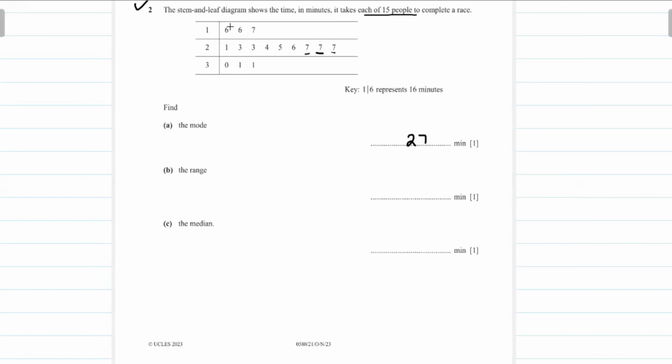Range is the difference between the maximum and minimum value. Therefore, we write the maximum value minus the minimum value. You see here the maximum value is 31 and the minimum value is 16. 31 minus 16, the answer is 15. Therefore, 15 is the range.